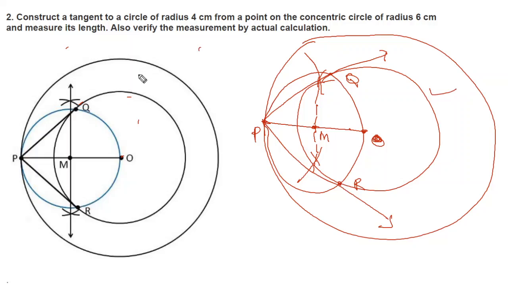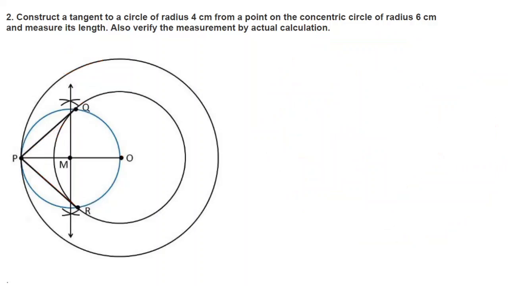Here a clear drawing is shown. You can see in this figure, the two figures are the same, but this is a clear figure. So PQ and PR are the tangents. So what we have to do? We have to first justify our construction, then also find the measurement of PQ and PR. So first of all, we will justify it.